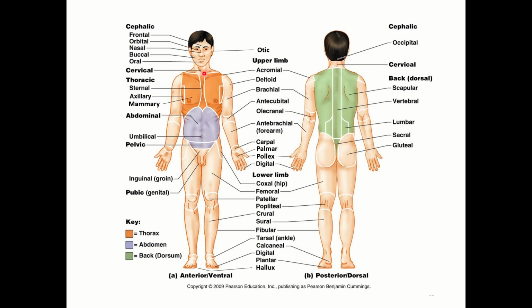Now let's look at the chest. This is called the thoracic region and includes the sternal, which is the breastbone. This is anterior. The mammary, which is the breast, also called pectoral. And the axillary, which is the armpit.